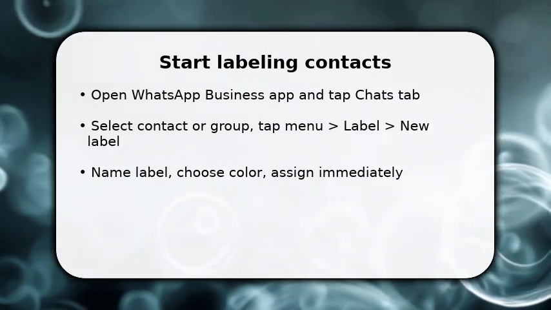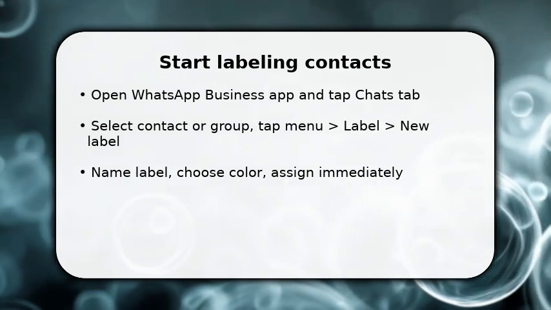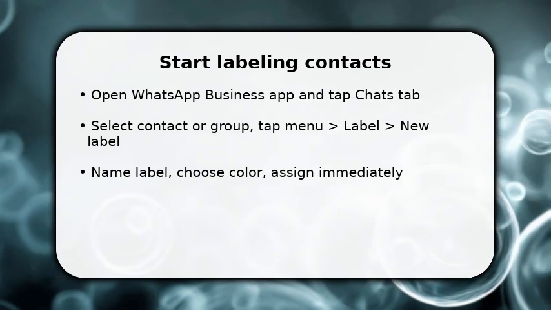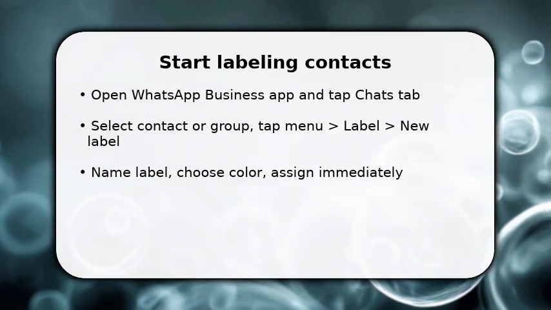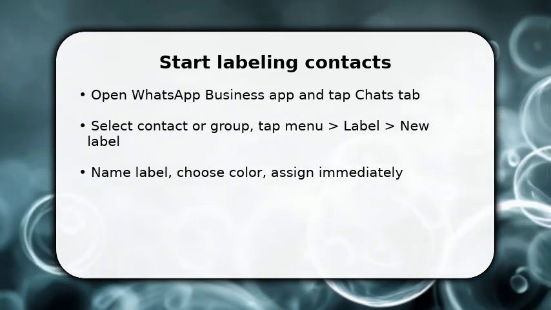Consistent names speed workflows. Once done, assign that label to related chats or contacts immediately so everything is organized from the first step. Make sure labels reflect action, status, or priority to be useful later.